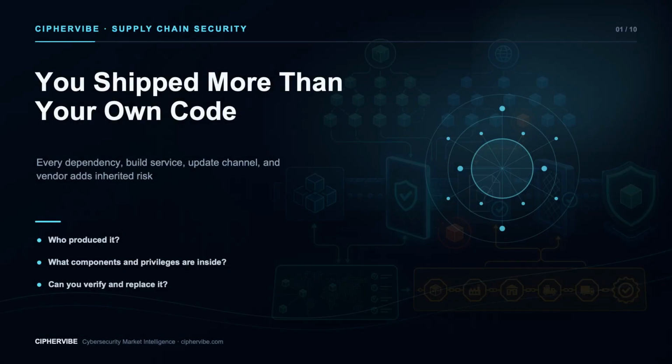Your team reviews every line it writes, then ships an application containing hundreds of components it did not write. One routine dependency update passes through the build system and reaches production. Later, you learn the package source was compromised.